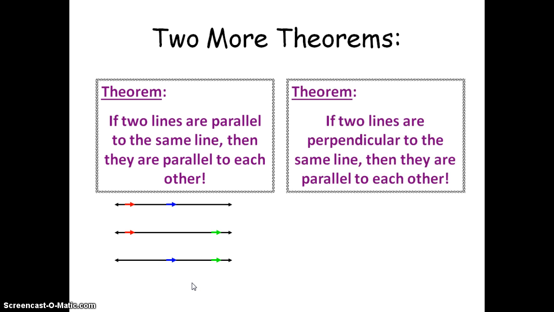And then our second theorem. If two lines are perpendicular to the same line, then they are parallel to each other. So remember, perpendicular means that they form a 90-degree angle with each other. If I have two lines perpendicular to the same bottom line, I can now say that those two lines are parallel.